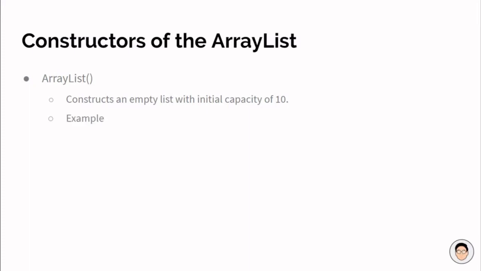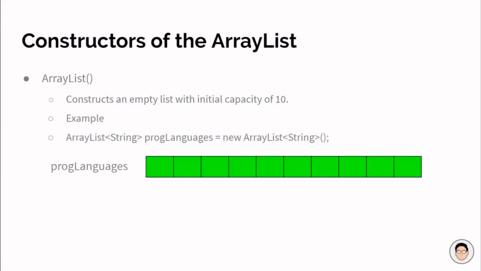Constructors of the ArrayList. First one is the default constructor, or you can say no-argument constructor. This constructor constructs an empty list with an initial capacity of 10. For example, here we have created an ArrayList of strings to store programming languages.